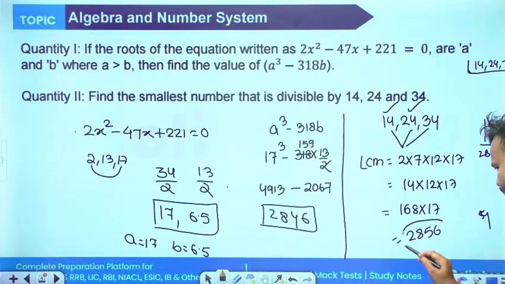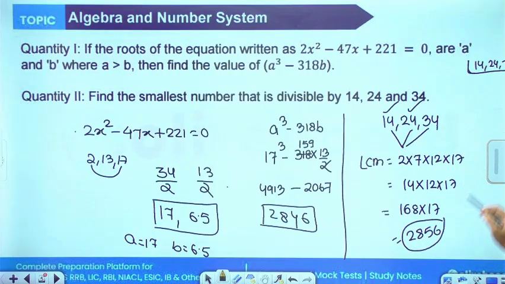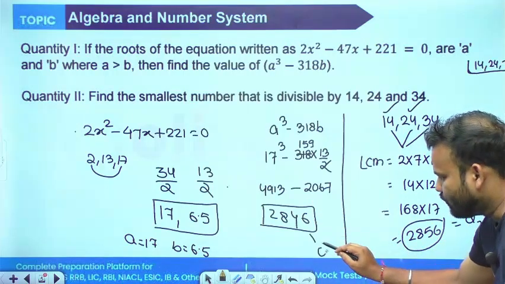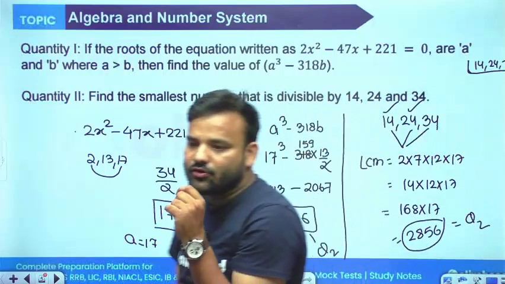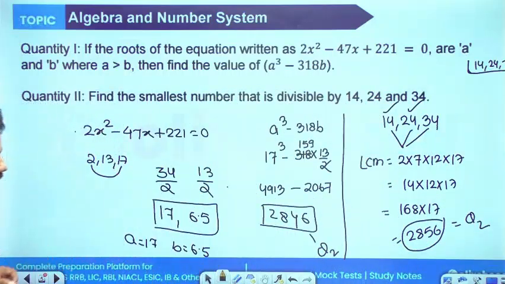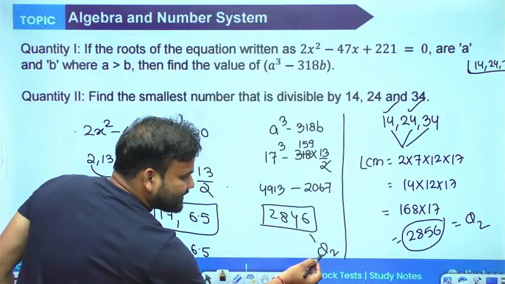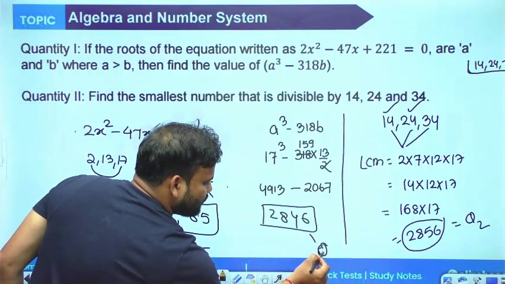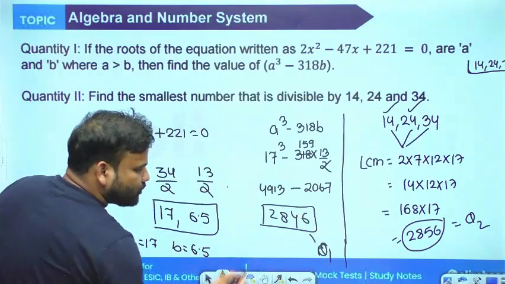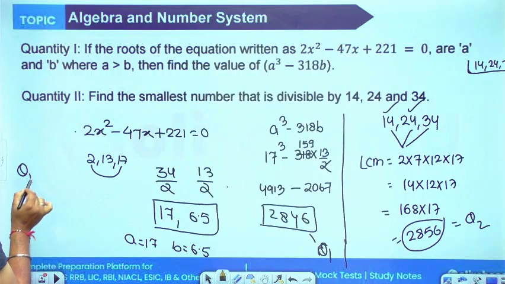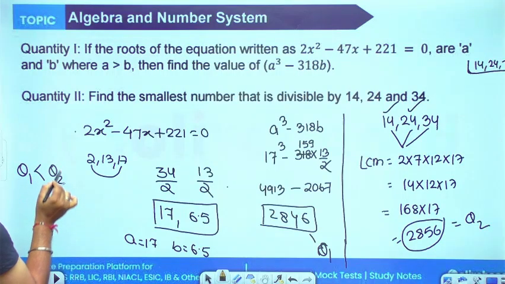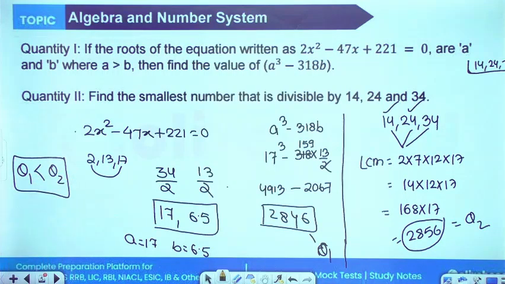This is quantity 2, Q2, and that is quantity 1, Q1. So what is the relation between Q1 and Q2? What is the quantity comparison we have to do? Q1 is 2846, which is less as compared to Q2. So the answer will be Q1 less than Q2.